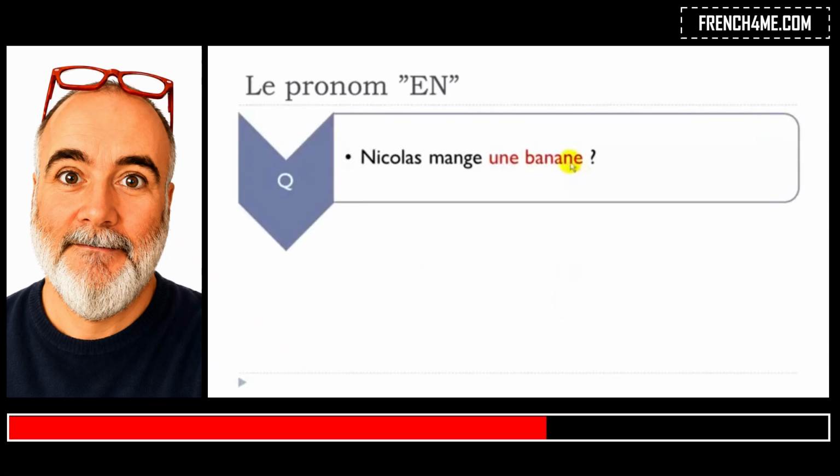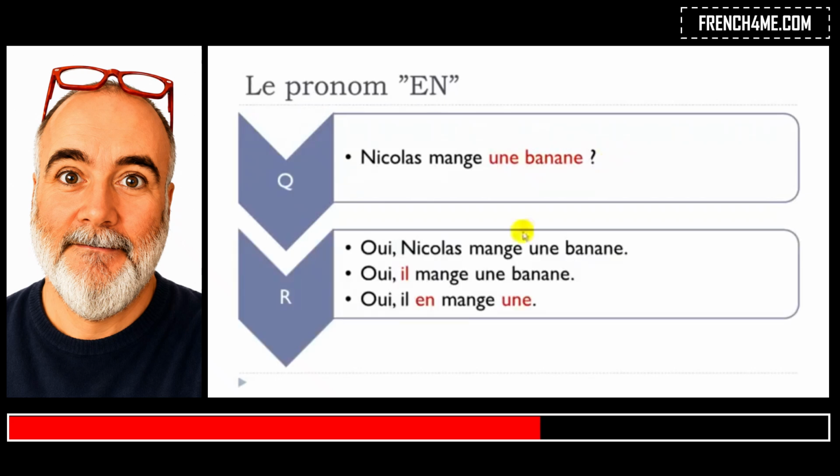So let's see now if it's feminine. Une banane. Nicolas mange une banane? Answer. Oui, Nicolas mange une banane. Oui, il mange une banane. Oui, il en mange une. Okay, so the information that you've got now is that you will have to put the masculine or the feminine form after. Okay, here you put une because banane is a feminine word. All right?